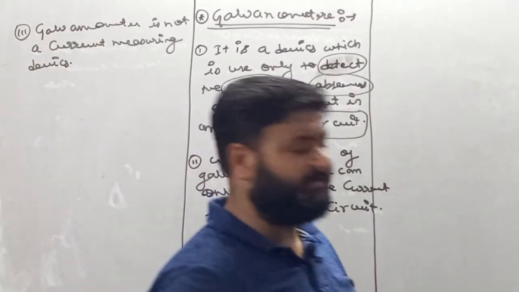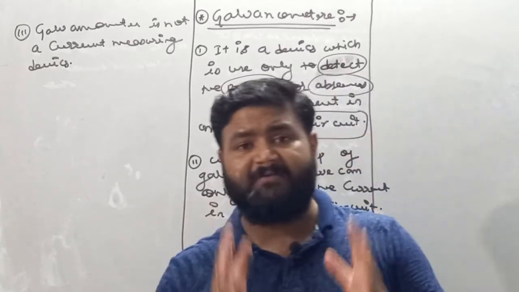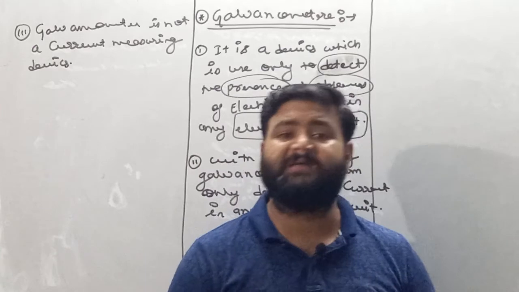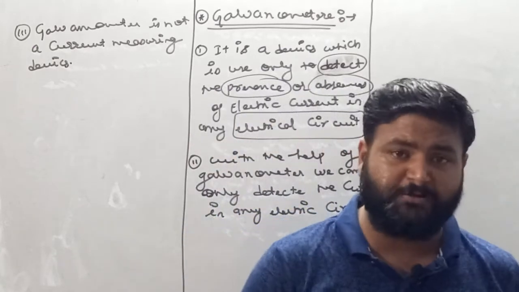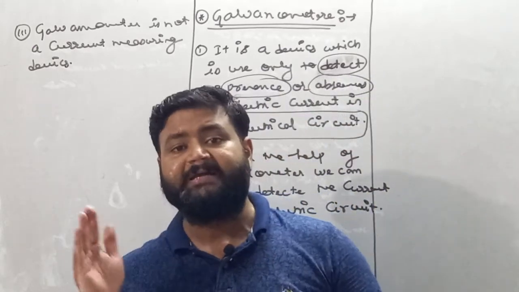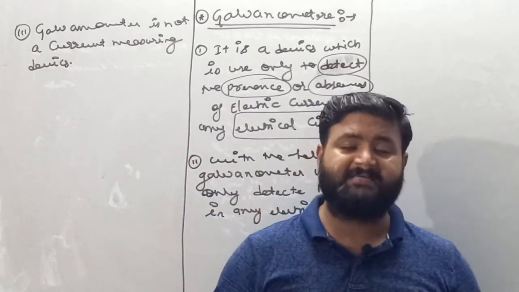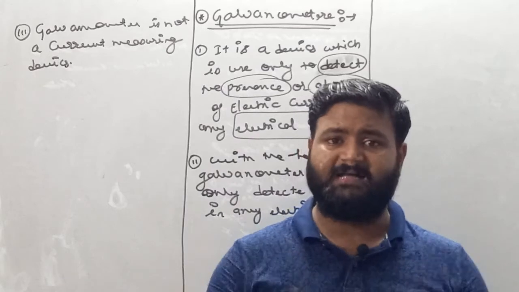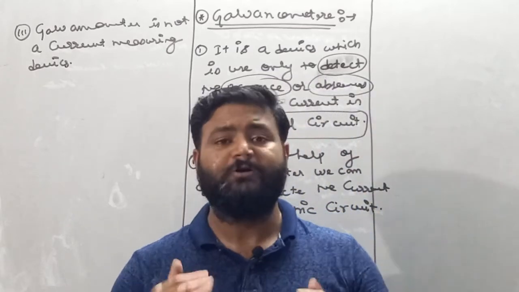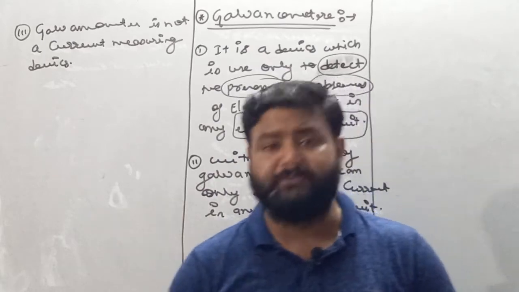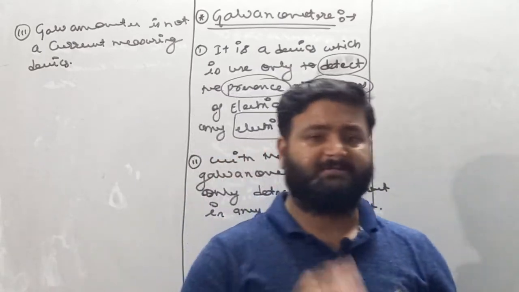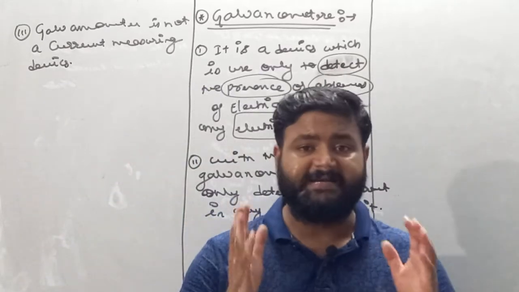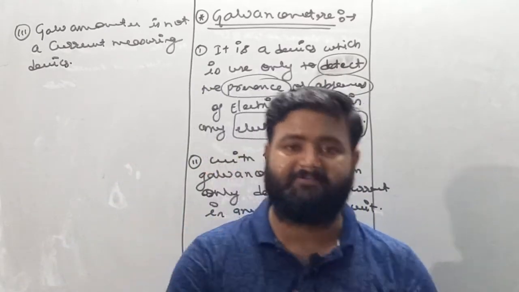So remember this point, very important my dear student. Galvanometer is not a current measuring device. With the help of galvanometer, we can only detect whether current is present in the circuit or not present in the circuit. That's it. Otherwise, we have to make a new device for current measuring. So remember, galvanometer is not a current measuring device. It is a current detecting device.